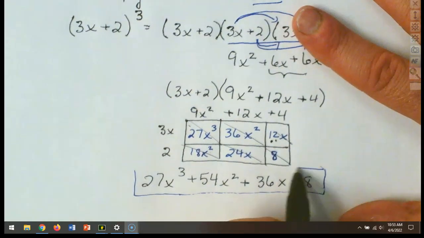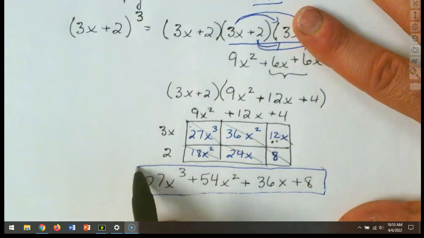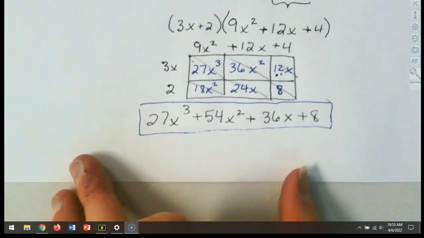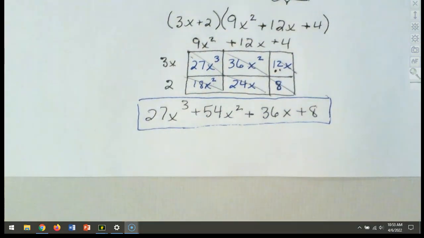You can do it by drawing arrows, but I think it gets confusing. I think the box is a little bit more contained. Yeah, they're not difficult. Just watch out for signs and watch out for multiplying. Okay, now that one only had 3 terms in there. Let's try one that's a little bit larger. So let's make it a little bit larger.